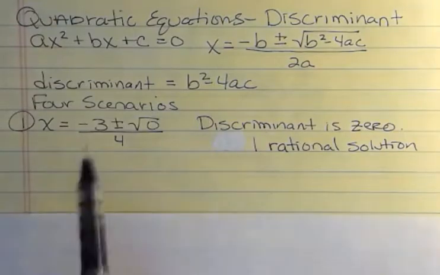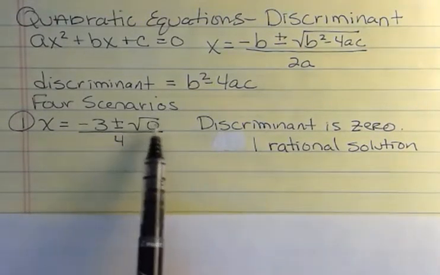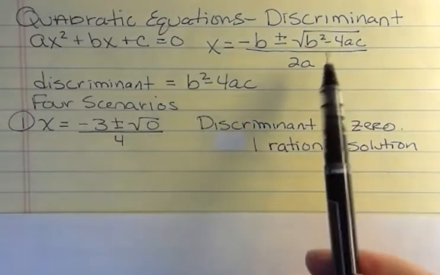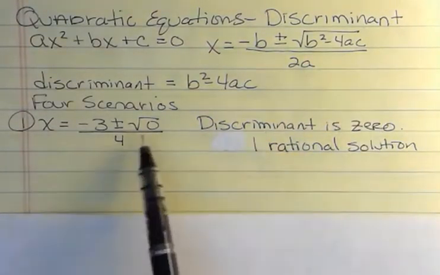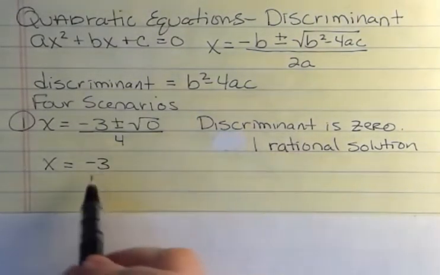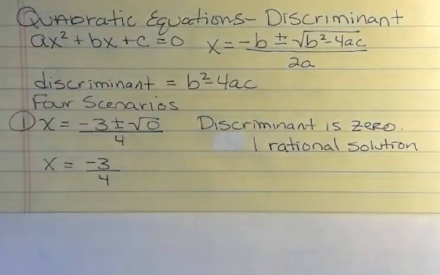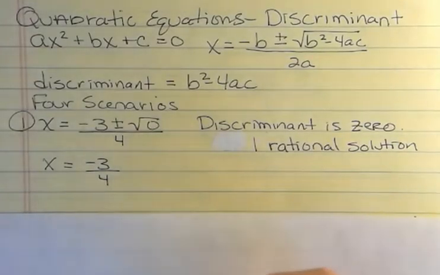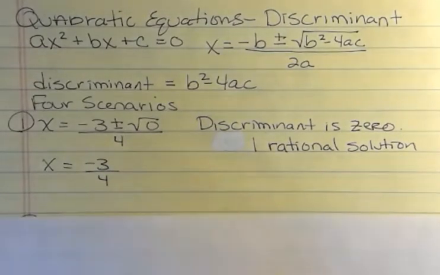If I have something like negative 3, and my discriminant, b squared minus 4ac, turns out to be 0, then look what happens. I get negative 3 plus or minus 0 over 4. I just get one solution, and it's rational. That is, there are no radicals in it. So if you get a discriminant of 0, you're going to get one rational solution.